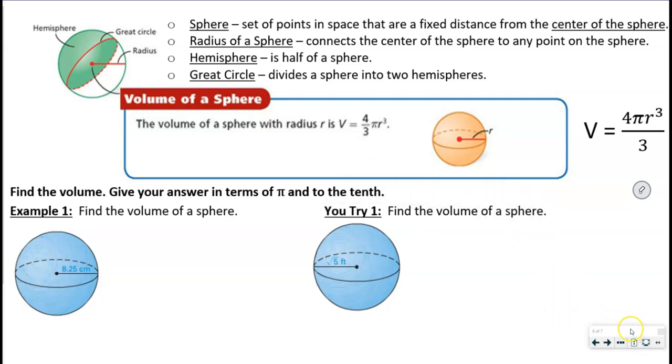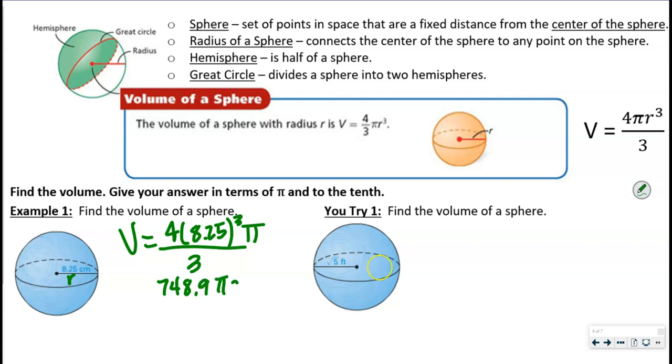So what we're going to do here is find the volume of this sphere. So this is not very hard. The volume of the sphere is equal to 4 times our radius, that's our radius right there, right? So we're doing 8.25 cubed, and then we're going to multiply that by pi, and we're dividing all that by 3. So here again, we're going to give 2 answers. We're going to give an answer with pi in it, and we're going to give an answer when we multiply by pi. So the first answer I got here was 748.9 pi, and this again would be centimeters cubed.